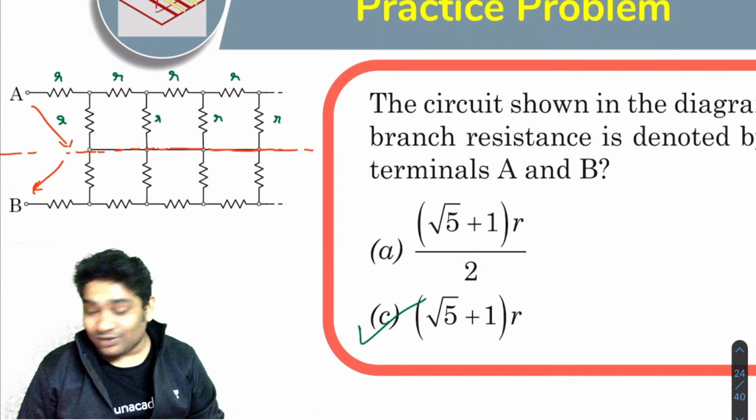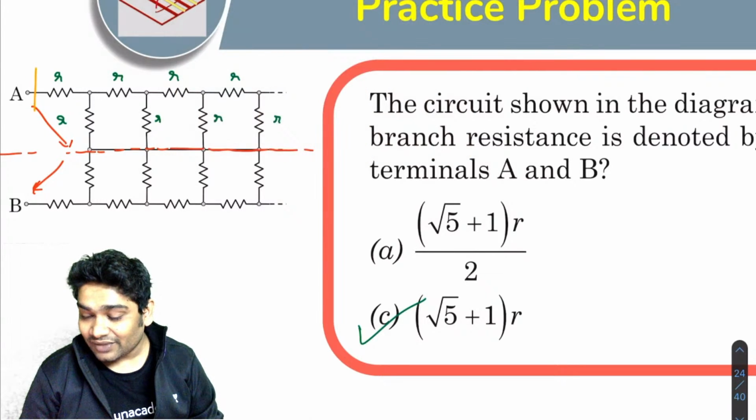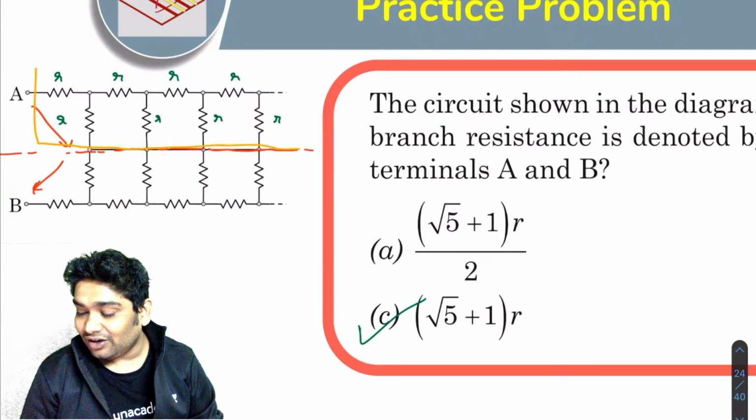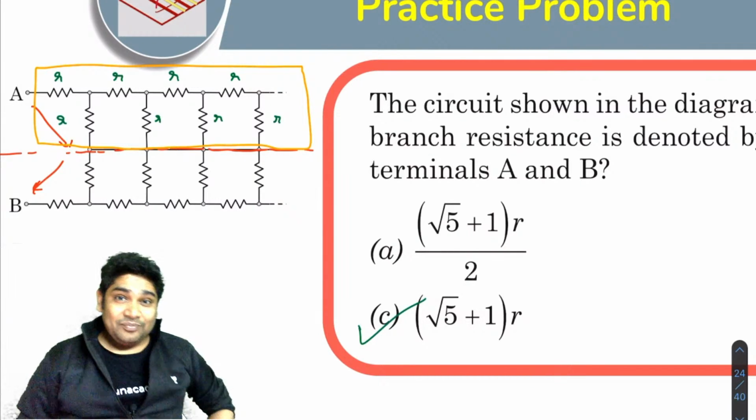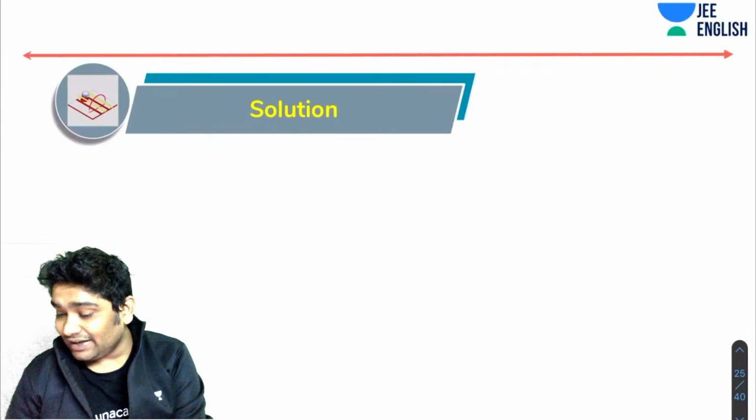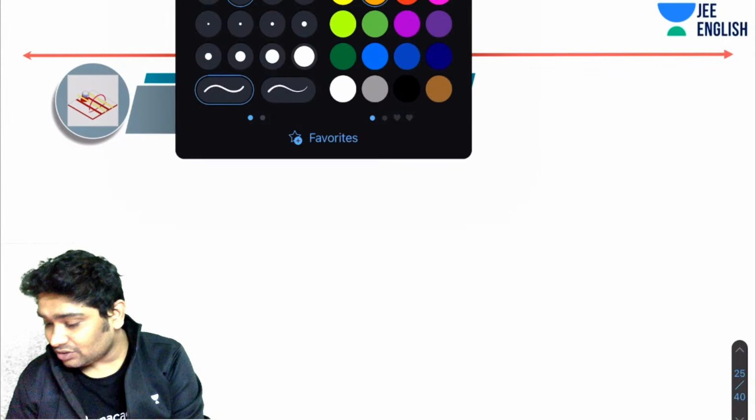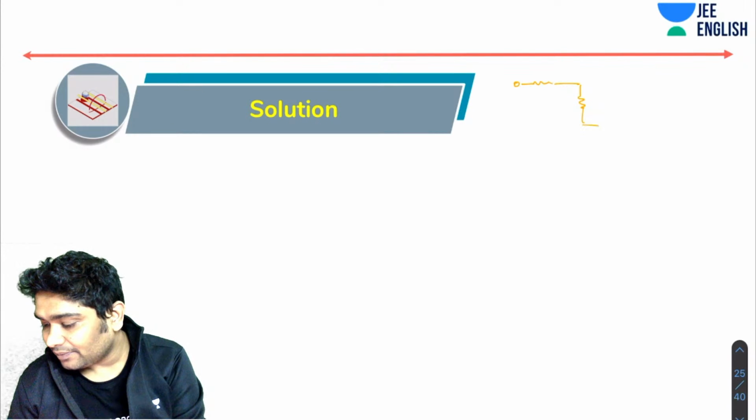So all you need to do now is focus on only the first half of the circuit. If I can find the R equivalent of this, then the net R from A to B would be double of that. Okay. So that is the trick that we can use. So let's draw this point A. Then you have r. Then you have this series starting, right?